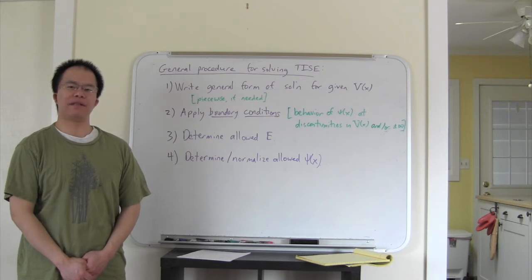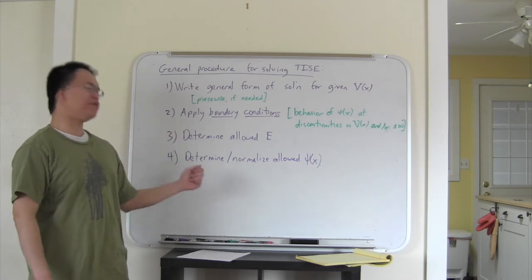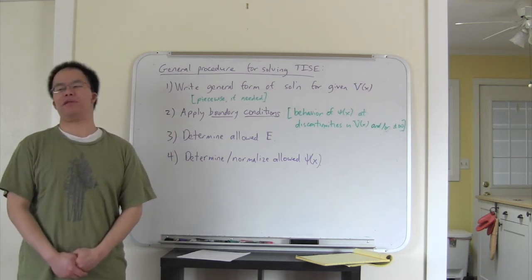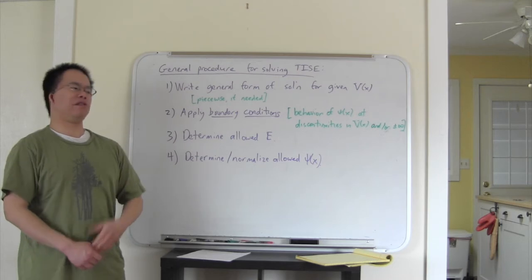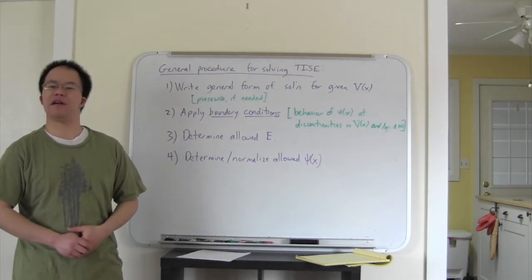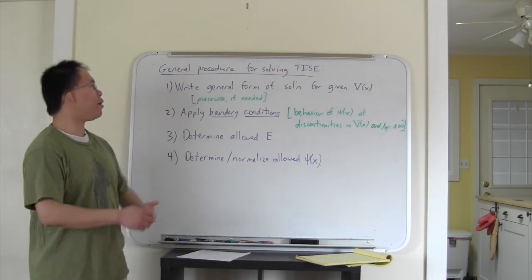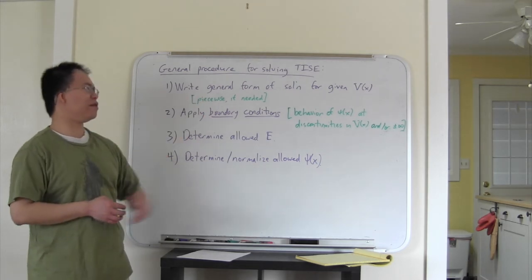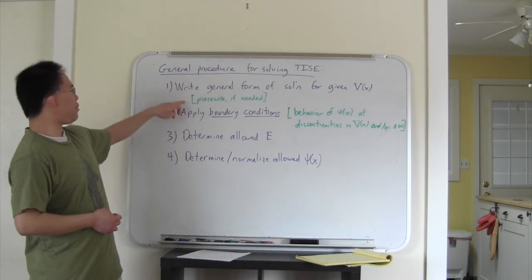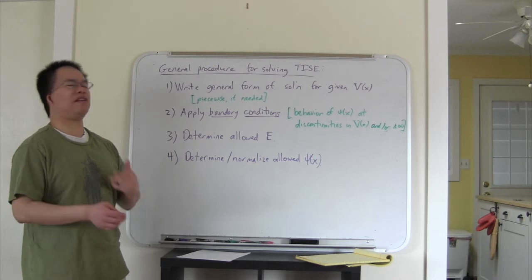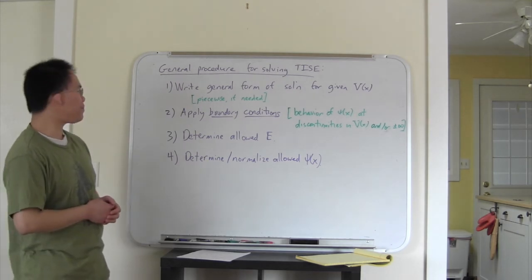As we prepare to think about the infinite square well, let me first tell you about a general procedure for solving the time-independent Schrodinger equation. We'll apply this procedure to the infinite square well, and then in chapter 4 to several other physically relevant potential energies. The first step is always going to be to write a general form of the solution to the time-independent Schrodinger equation given some potential energy V of x. This might need to be done piecewise if the potential energy is defined in some sort of piecewise way, as we'll see for the infinite square well.